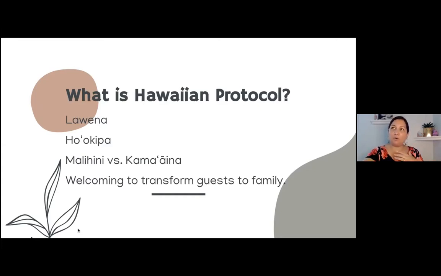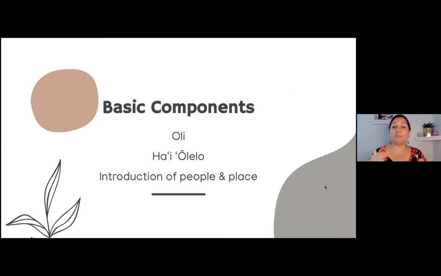We want to now bring this guest and transform them into being part of our ohana. That's the ultimate. So I'm going to talk a little bit about some of the components of Hawaiian protocol. We have three things that you see on the screen: oli, haʻi ʻōlelo, and introduction of people and place.